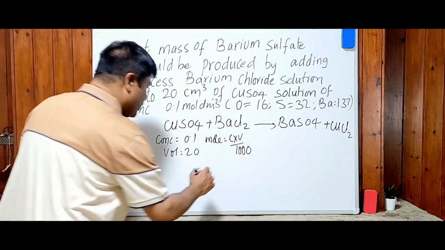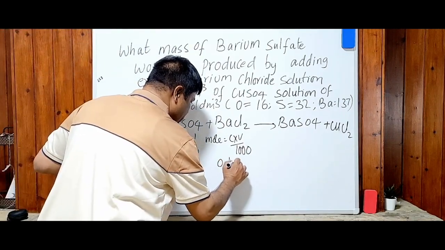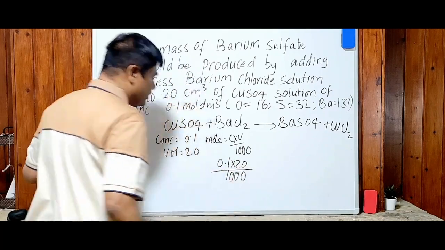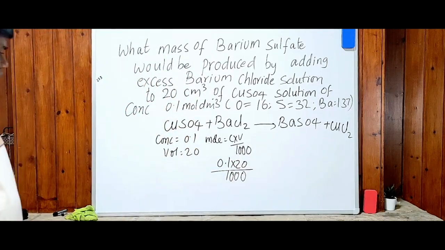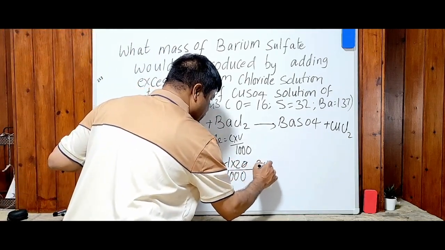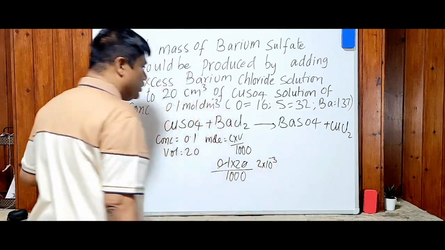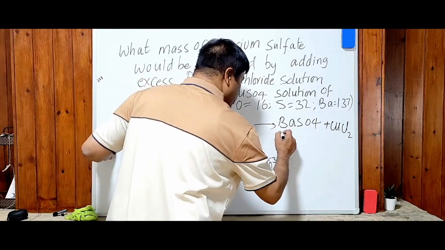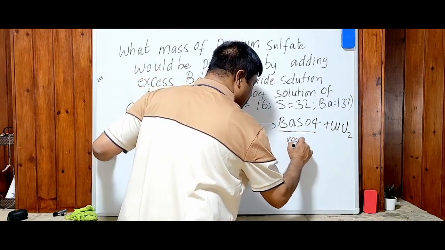So 0.1 times 20 divided by 1000. Is that okay? Yes. So 2 into 10 to the power of minus 3 mole. What mass of barium sulfate? We have to work out the mass of the barium sulfate.